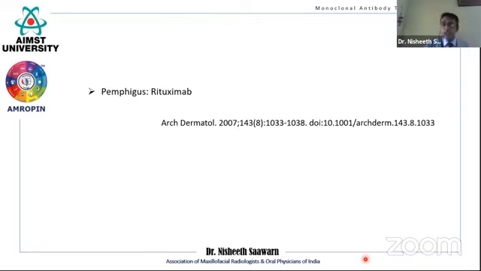You can refer to this article for the details, and there are a lot of articles and systematic reviews regarding pemphigus. This is a systematic review with references regarding the uses in pemphigus, and most of them have shown a very good result for rituximab. Rituximab is given as an intravenous injection, at a dose of 375 mg per meter square area of the body.